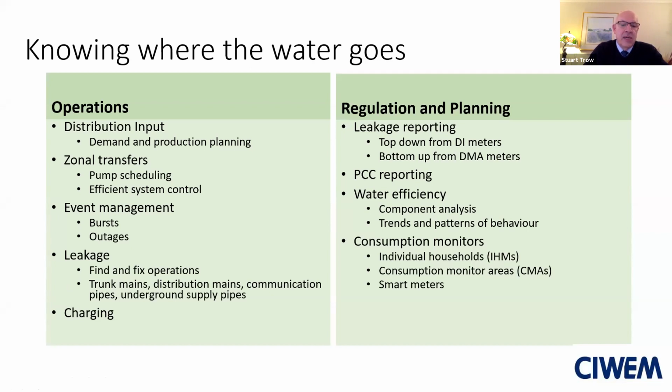And then, as Rob has mentioned, we have to control leakage. We have our find and fix operations, and we have leakage on all elements of the system. And of course, we have to use our meters to charge customers. And then the second block is about regulation and planning, about reporting leakage, about reporting per capita consumption and demand, about understanding water efficiency measures. And we use consumption monitors, either individual household monitors or small areas, or we are now starting to use small meters to understand how much water people are using and how much of the demand is due to leakage.